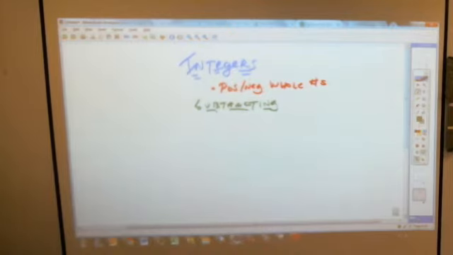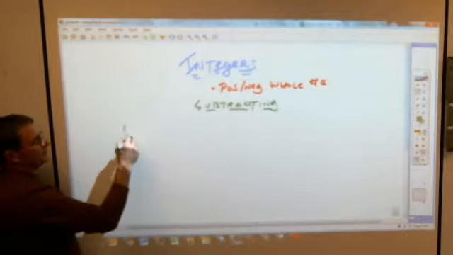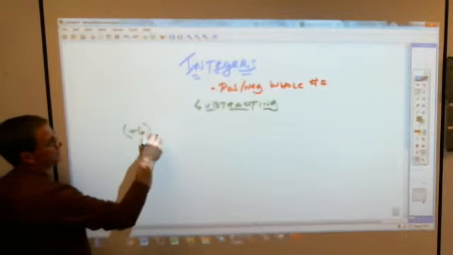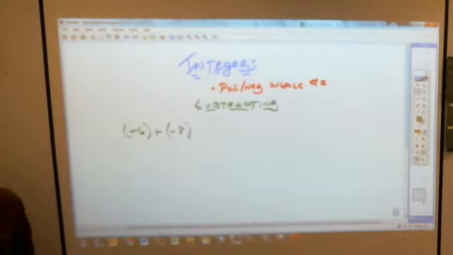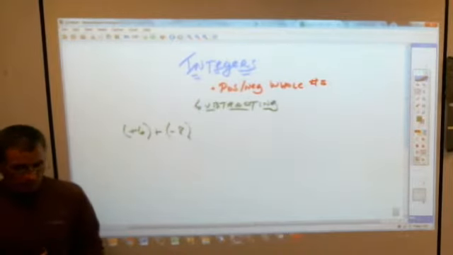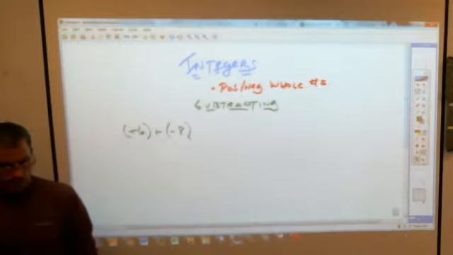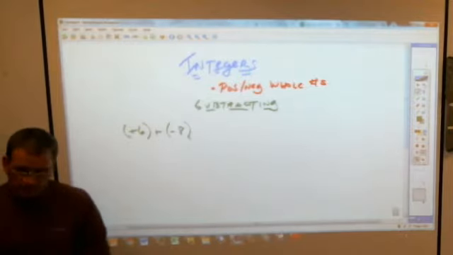Subtracting integers. Now before we go to subtracting, let us do a quick little review of addition. Remember that whole adding integer thing? If I have a positive 6 plus a negative 8, what were the rules? Don't tell me the answer, I want to know the rules.